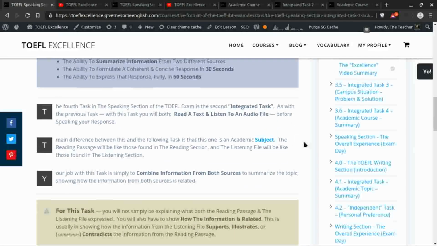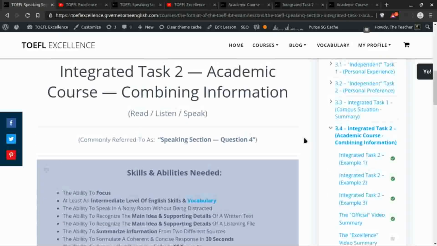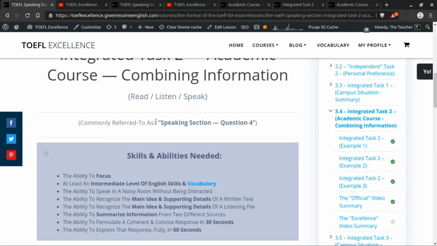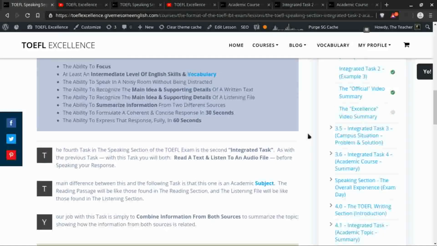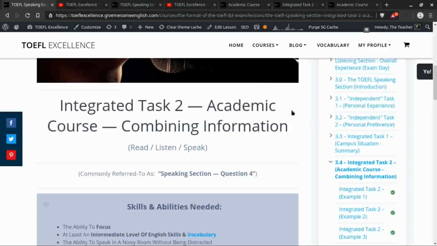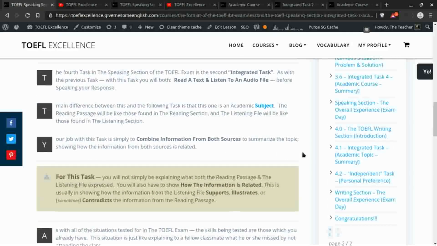Now, the last integrated task, you had a similar situation. You read a passage and you listened to some people speaking about it, and then you had to combine that information. This one, instead of a conversation, the information is academic, but you're really doing the same thing as far as how you have to fulfill the task.